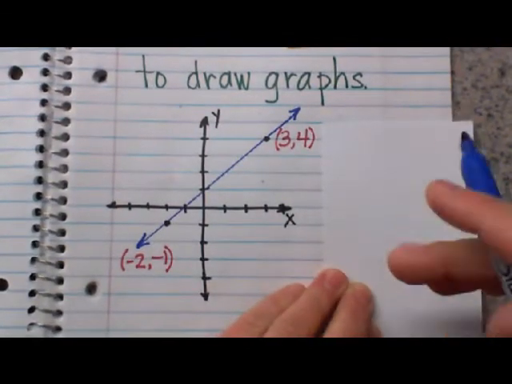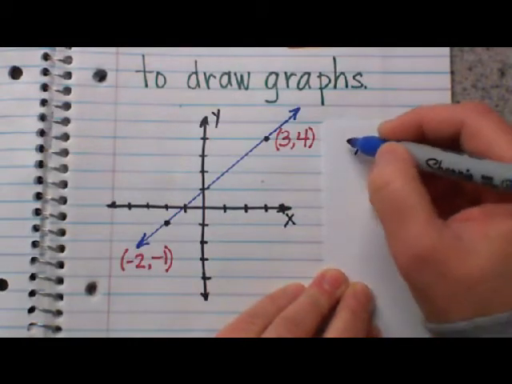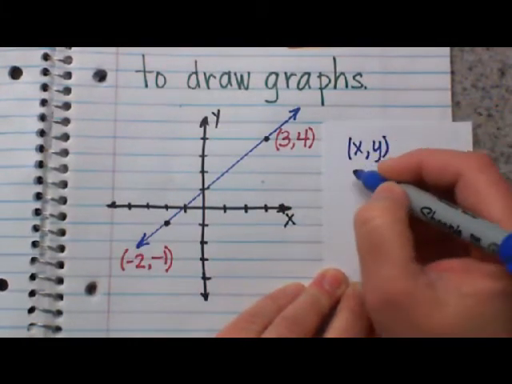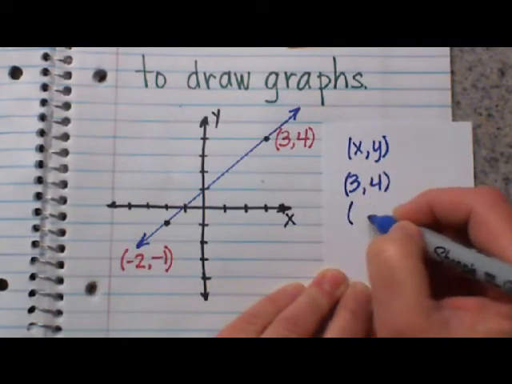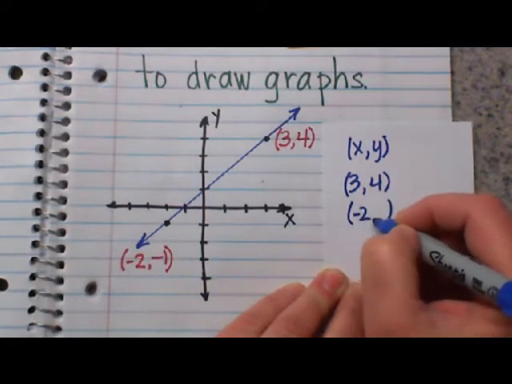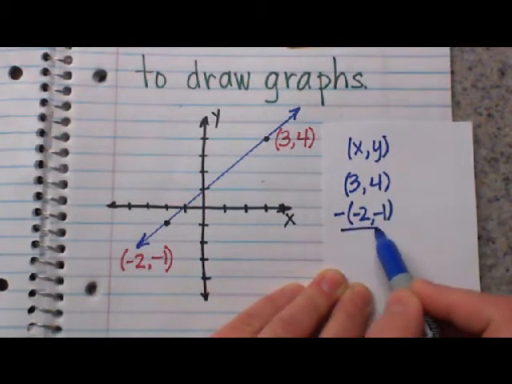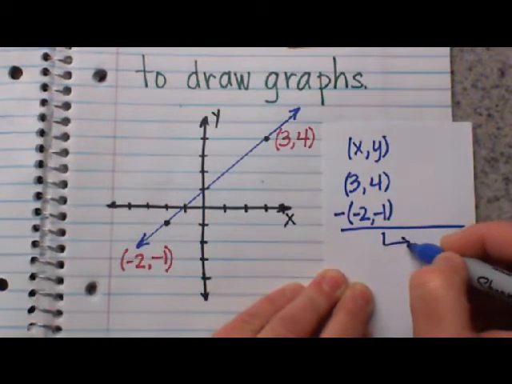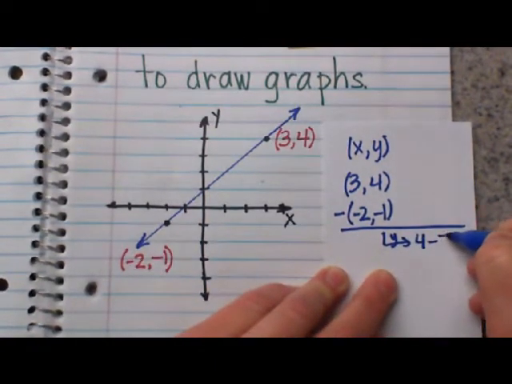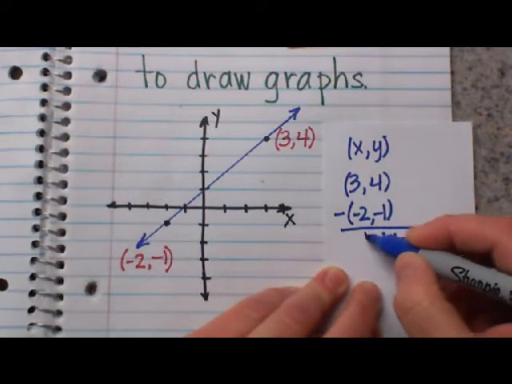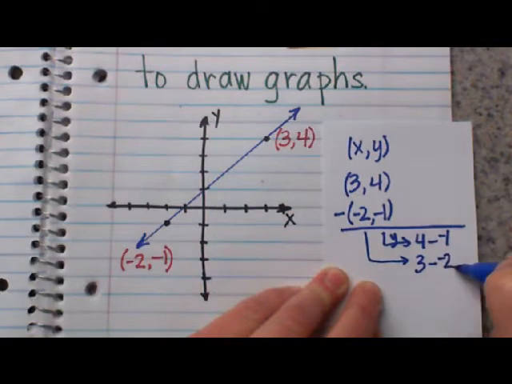So how do we calculate the slope when we have 2 points? Remember our easy little method? We write down our ordered pair, and the first point is (3, 4), and the second point is (-2, -1). We're going to subtract the second point from the first point. Draw a line. This is the change in y. So it's 4 minus a -1. Change in x is 3 minus a -2.